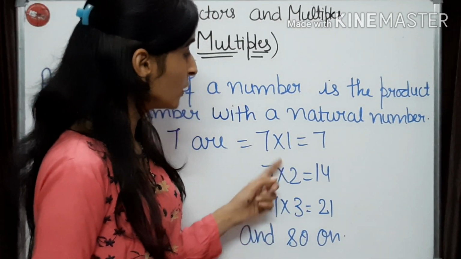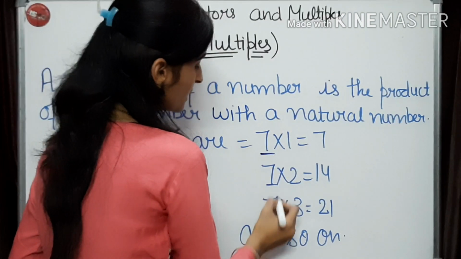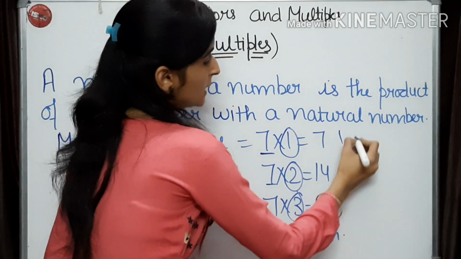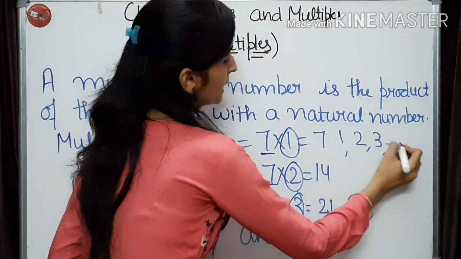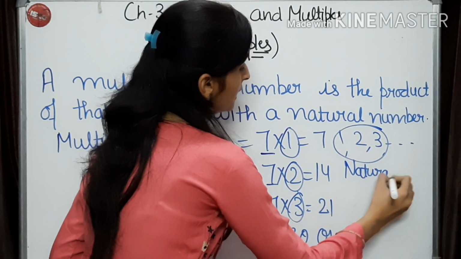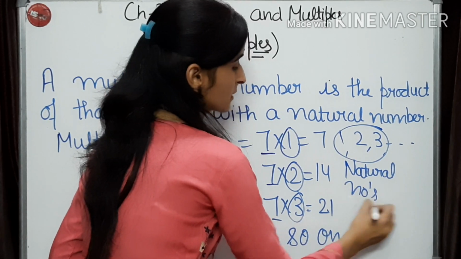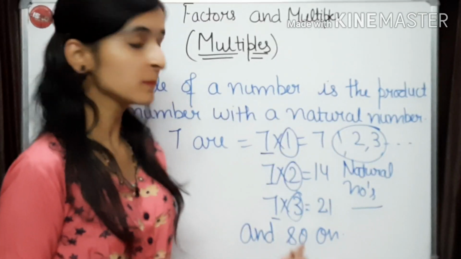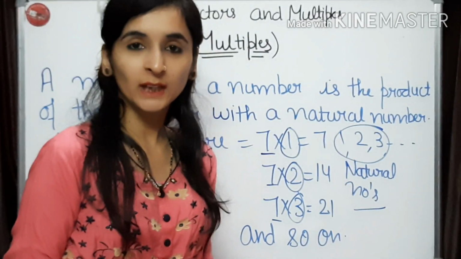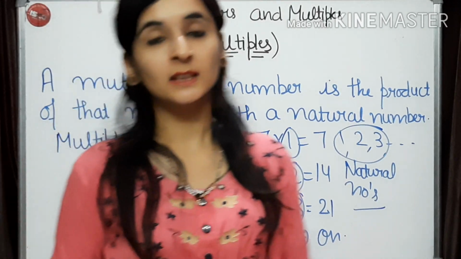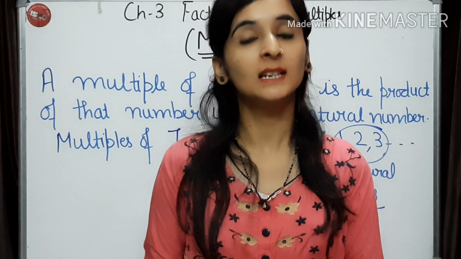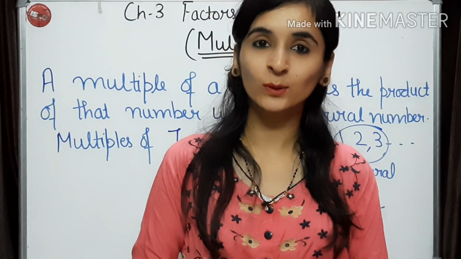Okay. So we were given this number 7, but what about these 1, 2, 3 and so on? These are the natural numbers. So it means whensoever we multiply any given number by a natural number, we get the multiple of that number. Okay. So children, now for better understanding of the multiples, let's go through this video.